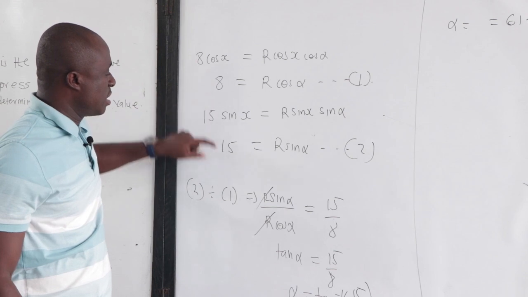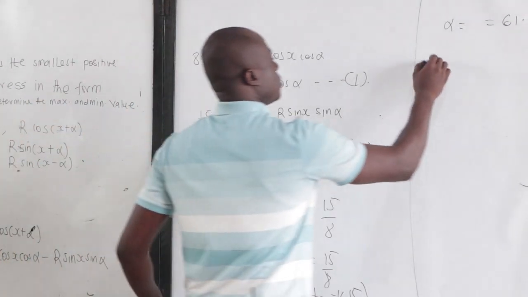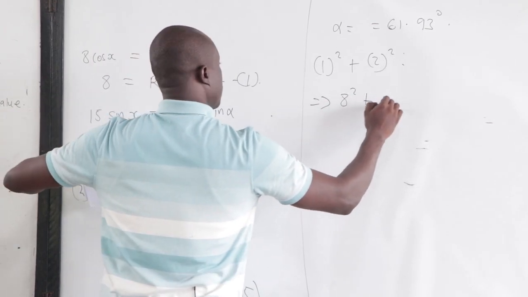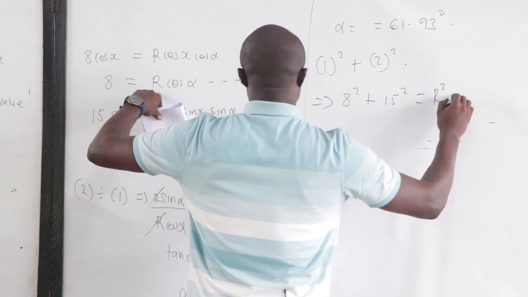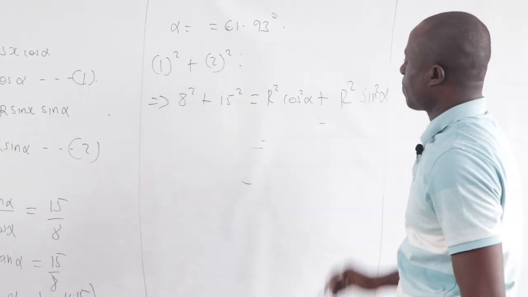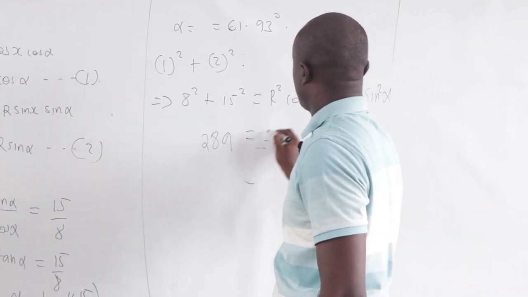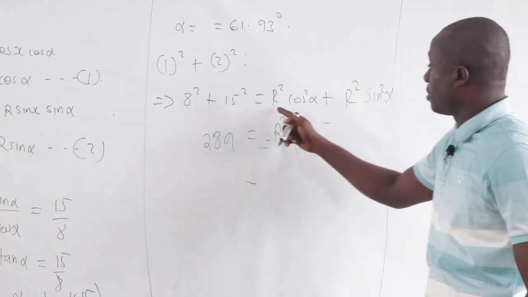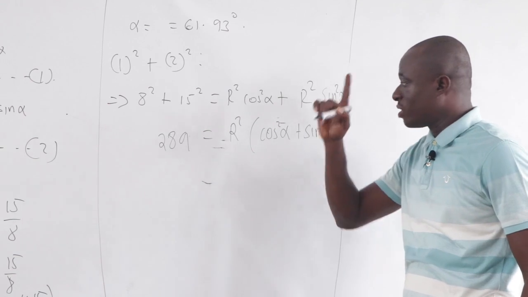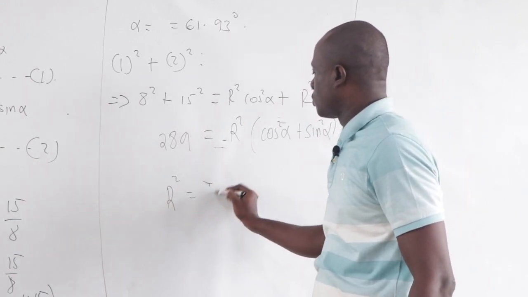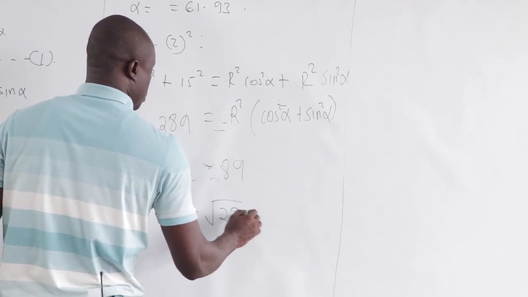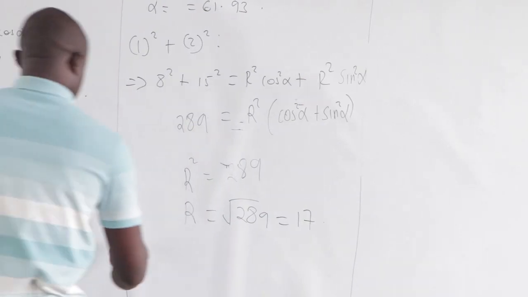So what do we do? We square equations 1 and 2 and add. That is 8 squared plus 15 squared equal to r squared cos squared alpha plus r squared sin squared alpha. Now when you add, this will give us 289. You can factorize r squared out: r squared times cos squared alpha plus sin squared alpha. Now cos squared alpha plus sin squared alpha is 1. So we have r squared equal to 289. If you want to find r, r will be equal to the square root of 289, and this is 17.